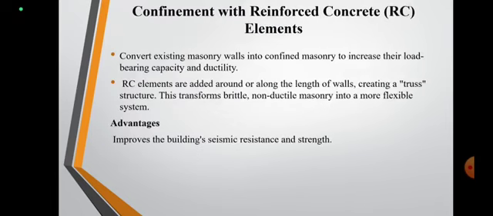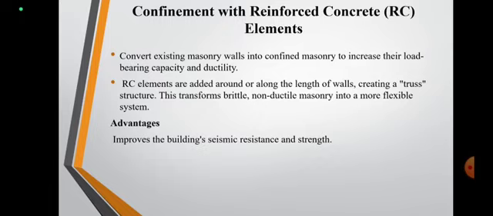First is confinement with reinforced concrete elements, means RC elements. Purpose of it is to convert existing masonry walls into confined masonry to increase their load bearing capacity and ductility. And we apply it by adding RC elements around or along the length of walls, creating a truss structure. This transforms brittle non-ductile masonry into a more flexible system.